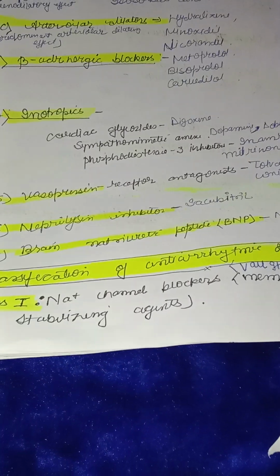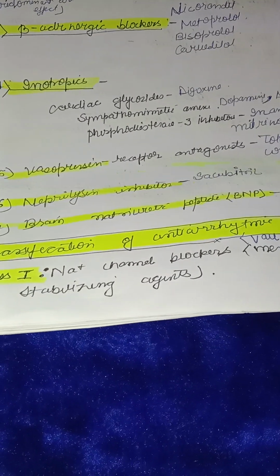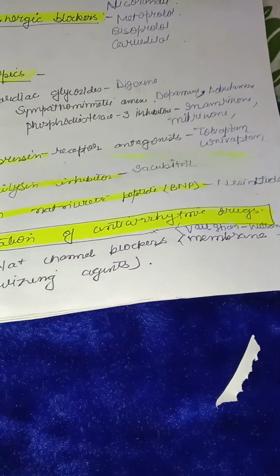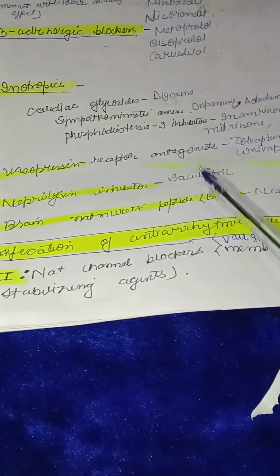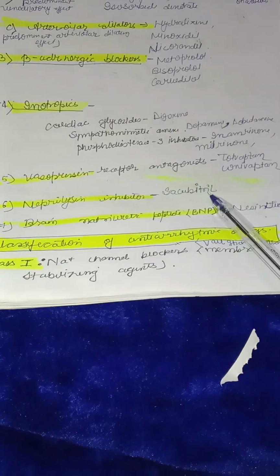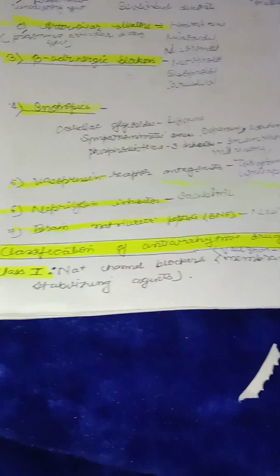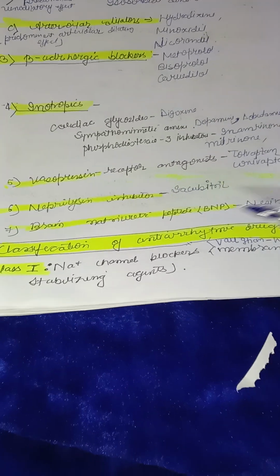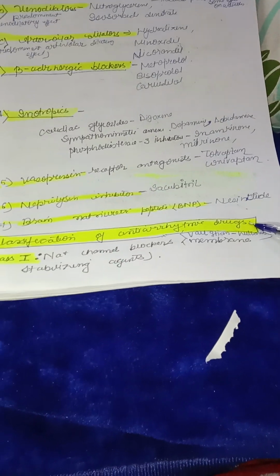Then vasopressin receptor antagonists, tolvaptan and conivaptan. Then we have neprilysin inhibitors like sacubitril. Then we have brain natriuretic peptide, BNP, like nesiritide. Then we have classification of antiarrhythmic drugs.